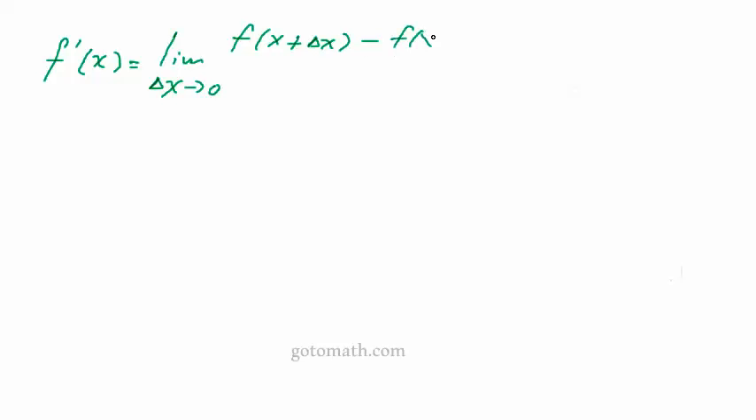We're going to move over to the whiteboard and let's write the definition out in green like I've done on these others. So we have f prime of x is equal to the limit as delta x approaches 0 of f of x plus delta x minus f of x, and that's all over delta x.